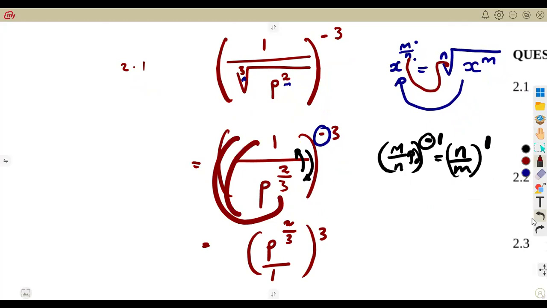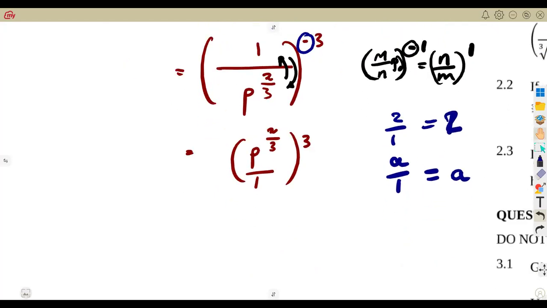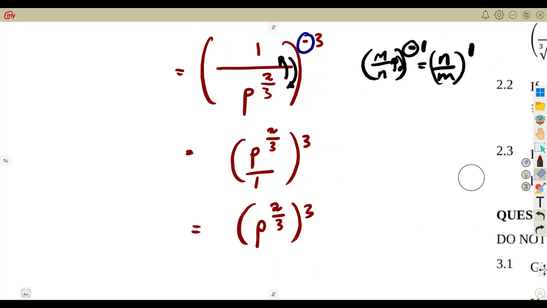The numerator to the what? To the denominator. Guys, as we know our numbers, 2 over 1 is equal to 2. If it is a over 1, it is equal to a. So dividing by 1, does it affect our calculations? No. It simply means we have got p to the exponent of 2 over 3 raised to the exponent of 3. This over 1 is nothing. It's useless.